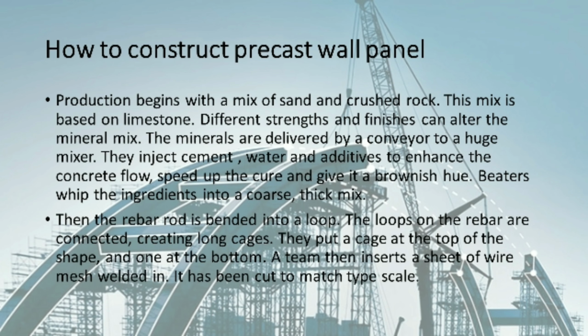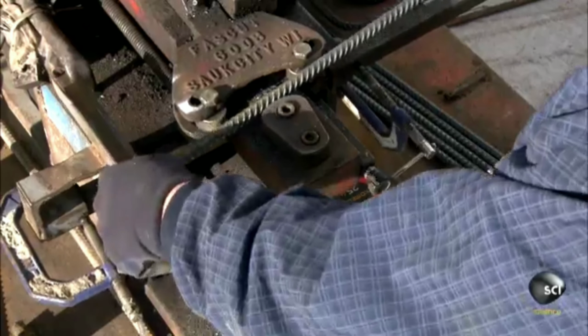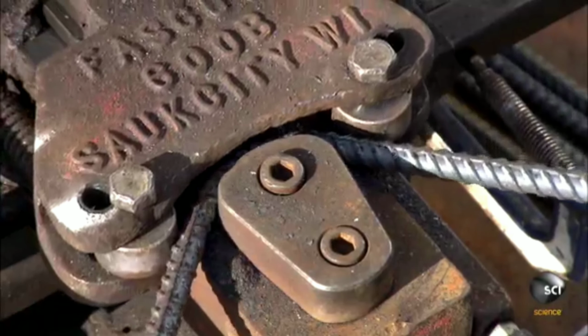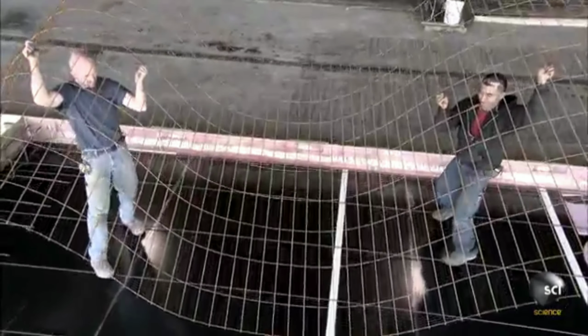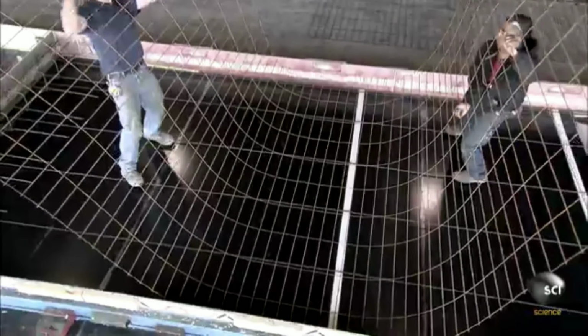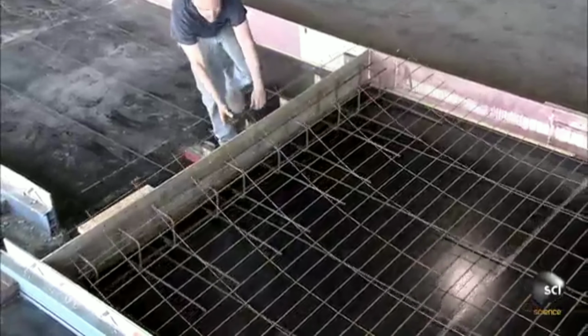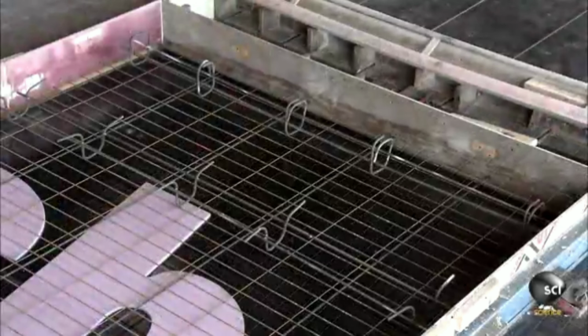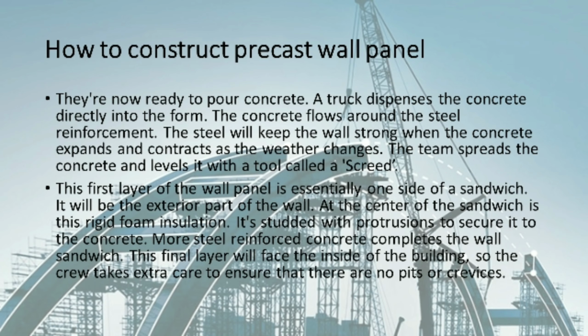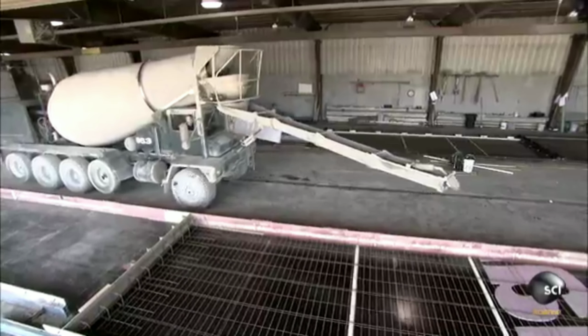Beaters whip the ingredients into a mixture. Then the rebar rod is bent into a loop. The loops on the rebar are connected, creating long cages. Then they put a cage at the top of the shape and one at the bottom. A team then inserts a sheet of wire mesh as well. It has been cut to match the scale. And then they are ready to pour concrete.